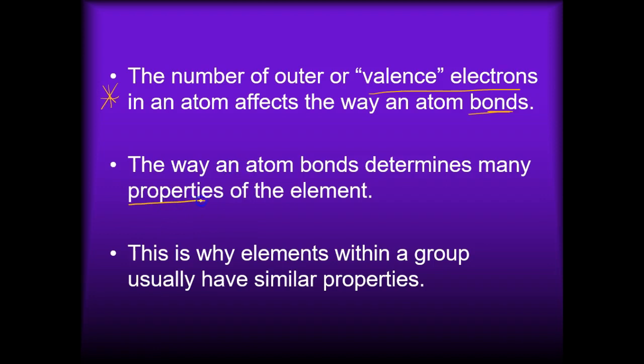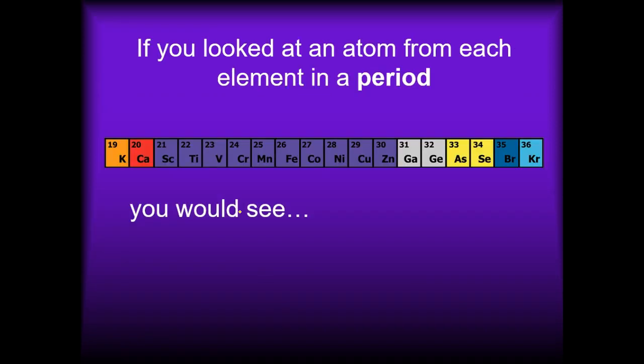Because these valence electrons work together in bonding, it also affects their properties. This is why they have similar properties in each group. Like group 1, I'll come back to that.